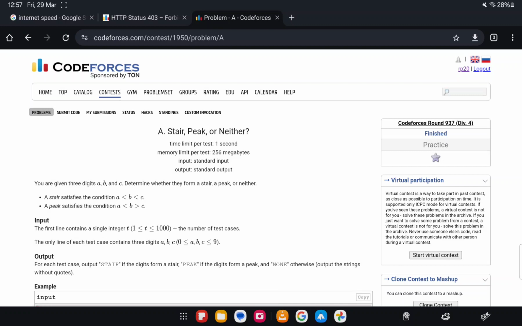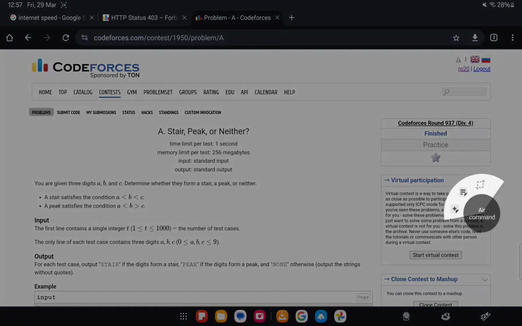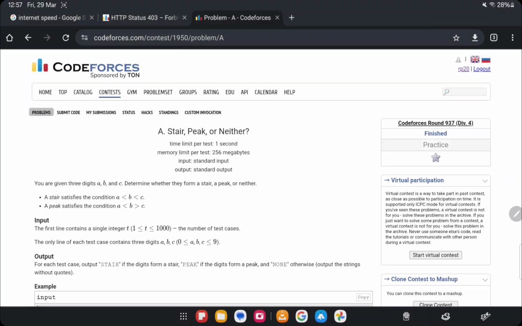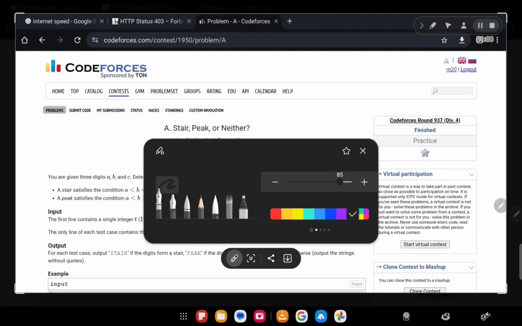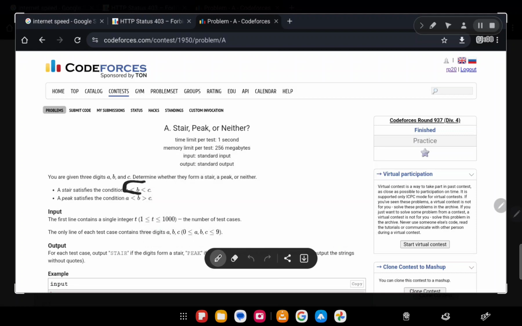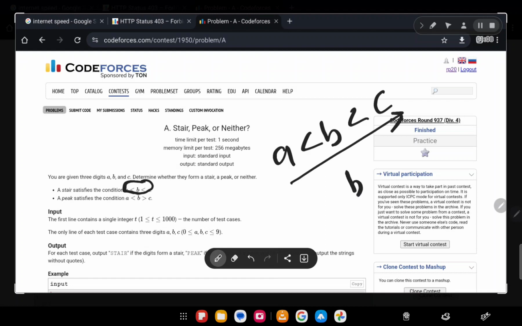So this is the first question of this contest: Stair, Peak, or Neither. In this question you have to do what has been written in the statement. You don't have to apply anything extra. You are given two conditions: the first is A is smaller than B and B is smaller than C. The second is A is greater than B, and B is also greater than C.